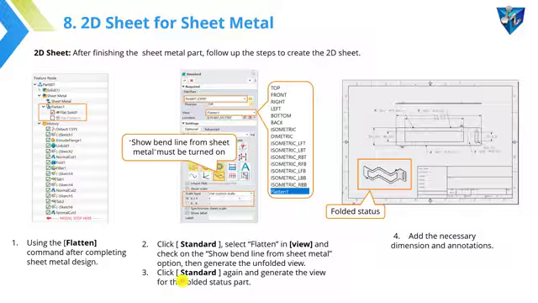And the next step is we can create a folded status here. It's easy to understand. And the last, we can add the necessary dimensions and annotations like here. Okay, this is the steps. Now let's move over to ZW3D to check more details.